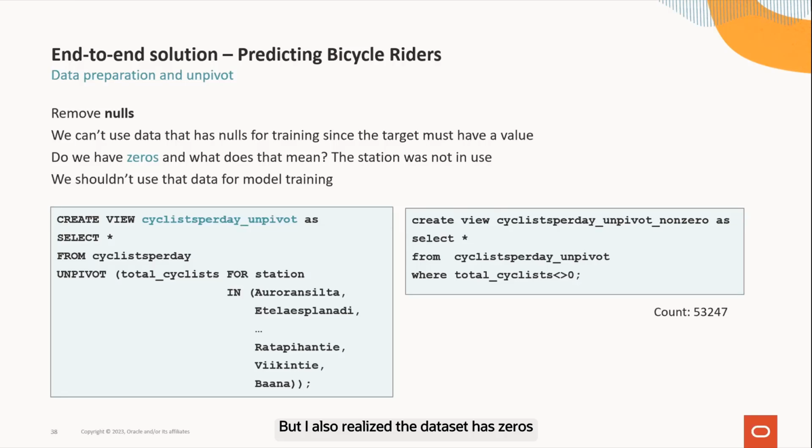But I also realized the data set has zeros, and I am a little bit confused. What does zero actually mean? Does it mean that nobody is cycling on that day? I asked the business and the business tells me that zero actually means the same as null. The station was not in use. So I have to also remove zeros from my data set to be able to use it for training. So I'm unpivoting and removing zeros and nulls from my data set.